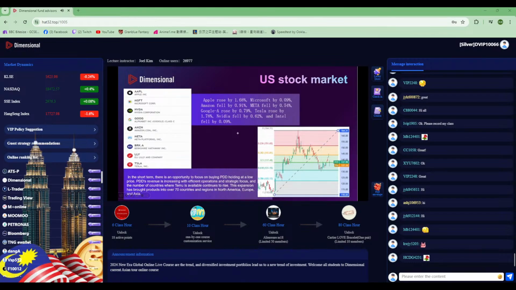And this expansion has brought products to over 70 countries and regions, such as North America, Europe, and Asia, and besides that, the US market also. There are also European, Middle Eastern, Japanese, South Korean, and Southeast Asian markets as well. So, Temu's rapid globalization strategy can help to hedge against geopolitical risk in specific regions.